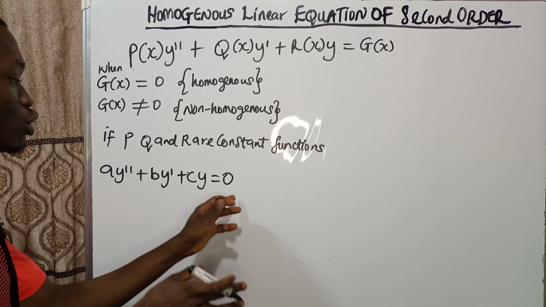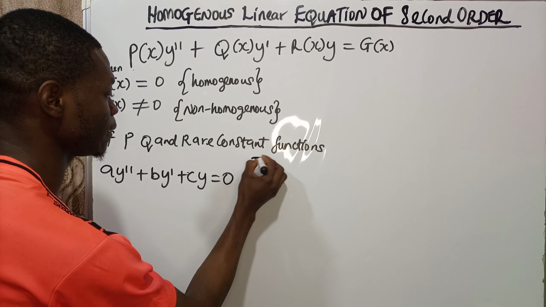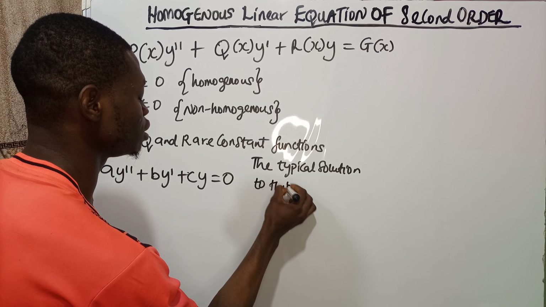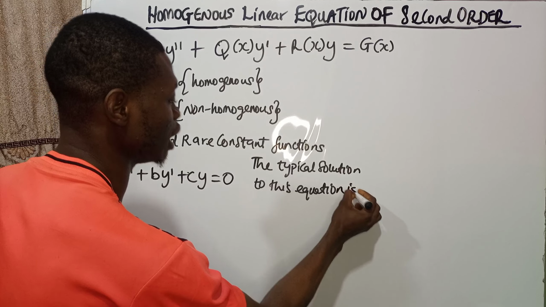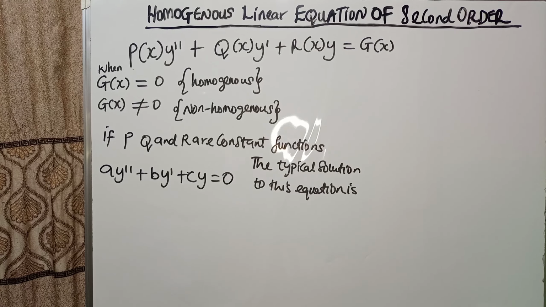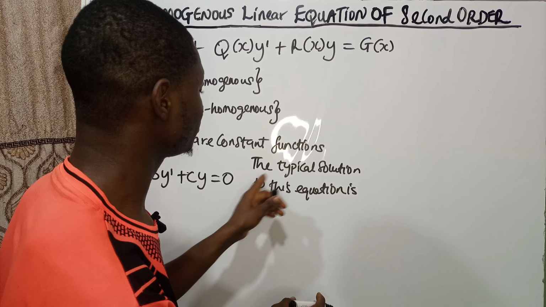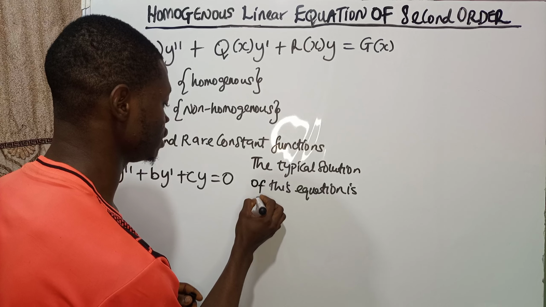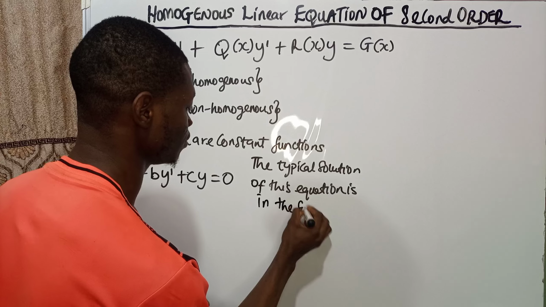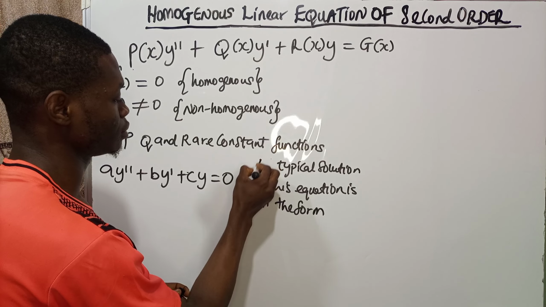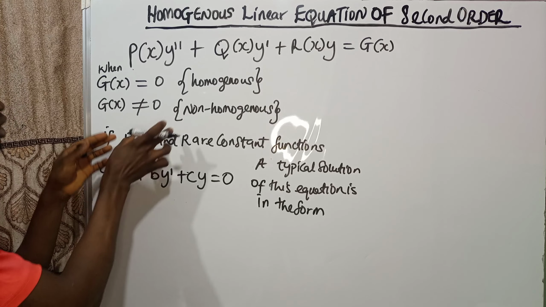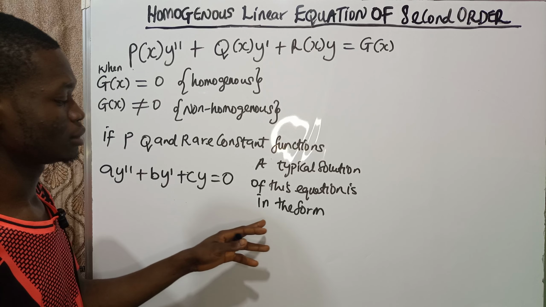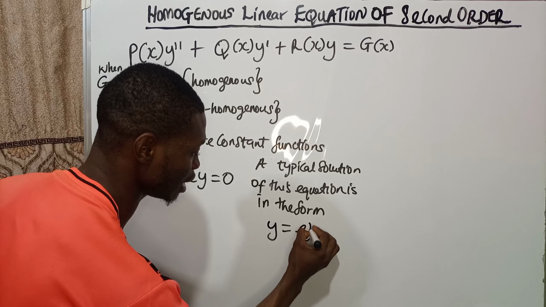Now, a typical solution to this equation, where we replace P, Q, R with the constants a, b and c, is in the form y is equal to exponential rx.